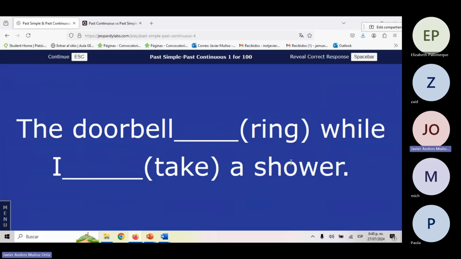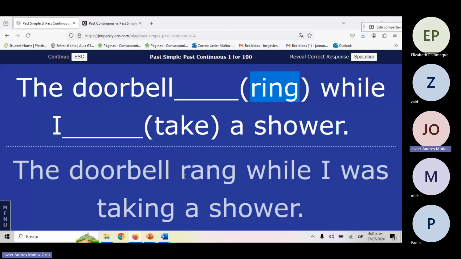So the doorbell rang while I was taking a shower. The big activity is here. I was taking a shower, and this activity was interrupted by something else. Something else is that somebody was knocking at my door. It was ringing the bell. So the doorbell rang while I was taking a shower.